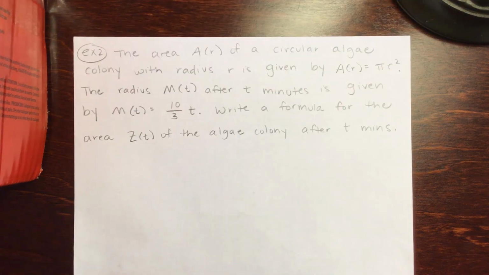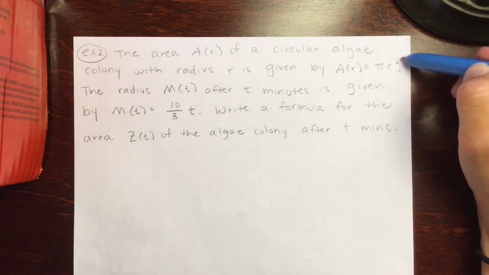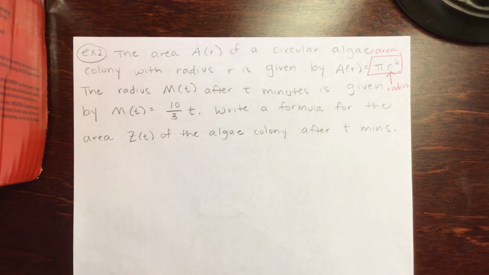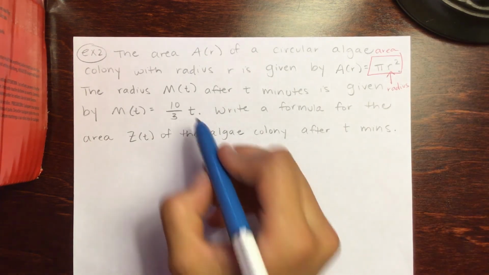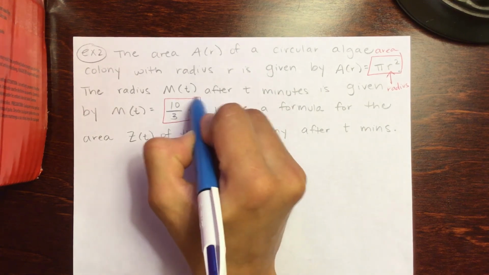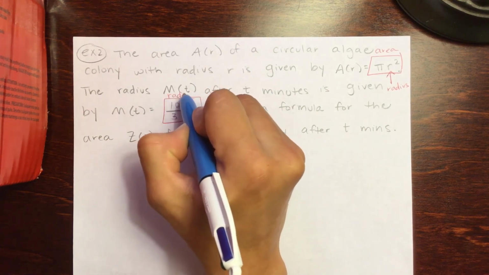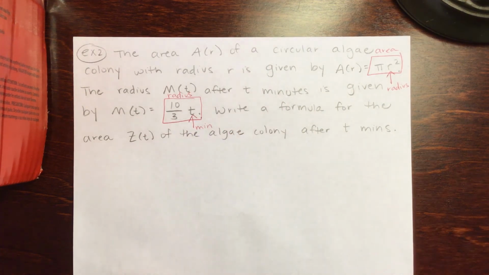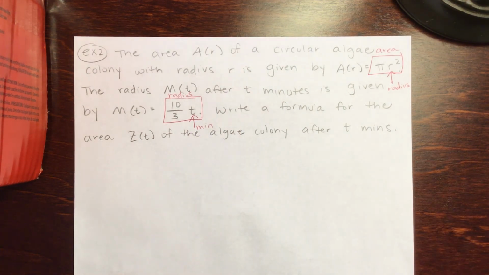Let's do one more example. The area of a circular algae colony with radius r is given by this formula here. So this is the area formula for radius. The radius after t minutes is given by this formula here. So this entire formula is the radius formula, and this is minutes. Write a formula for the area of the algae colony after t minutes.